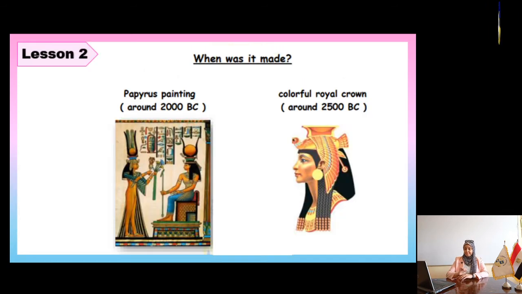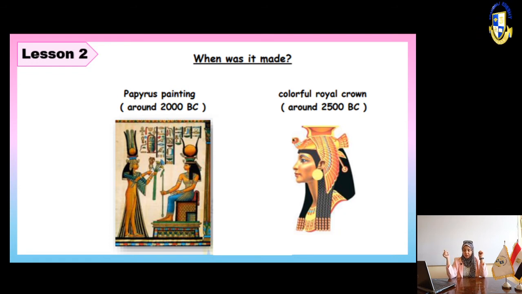Okay, now let's start with lesson 2. Lesson 2, when was it made? We're going to talk about different things and when they were made. The first one is papyrus painting. This painting was made around 2000 years BC. It's very old. It's an ancient one.